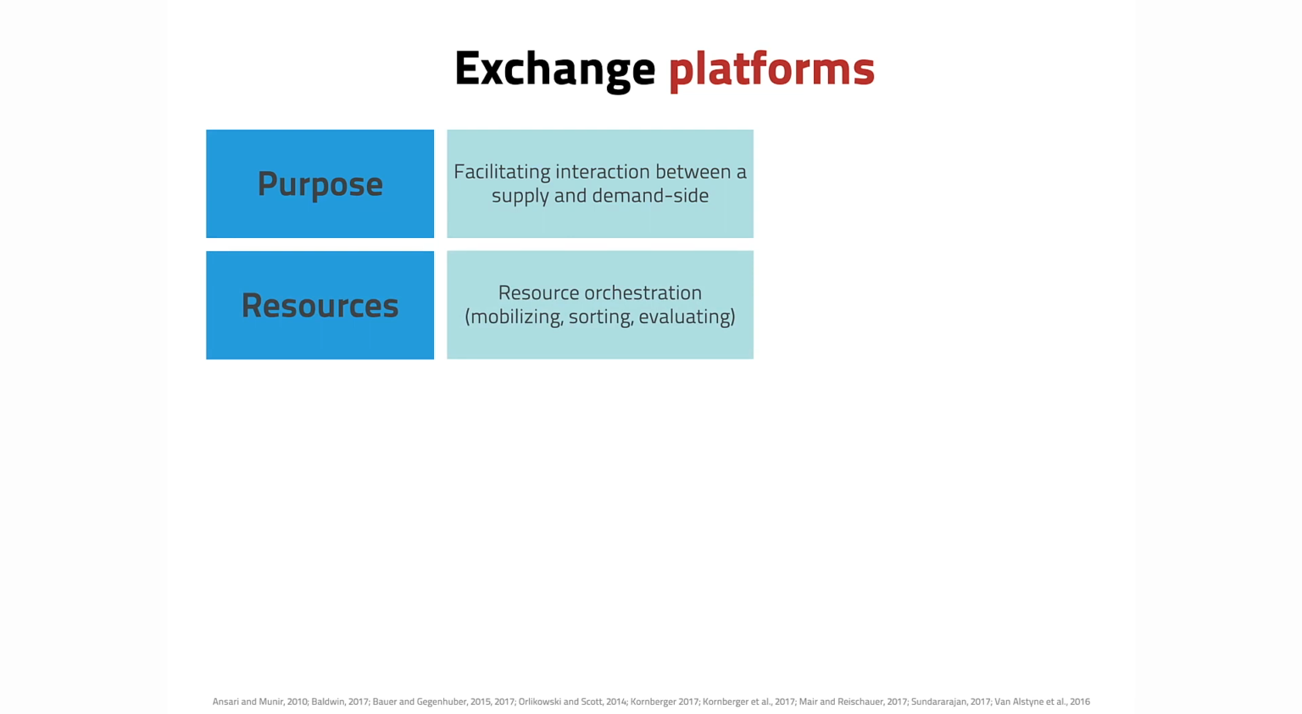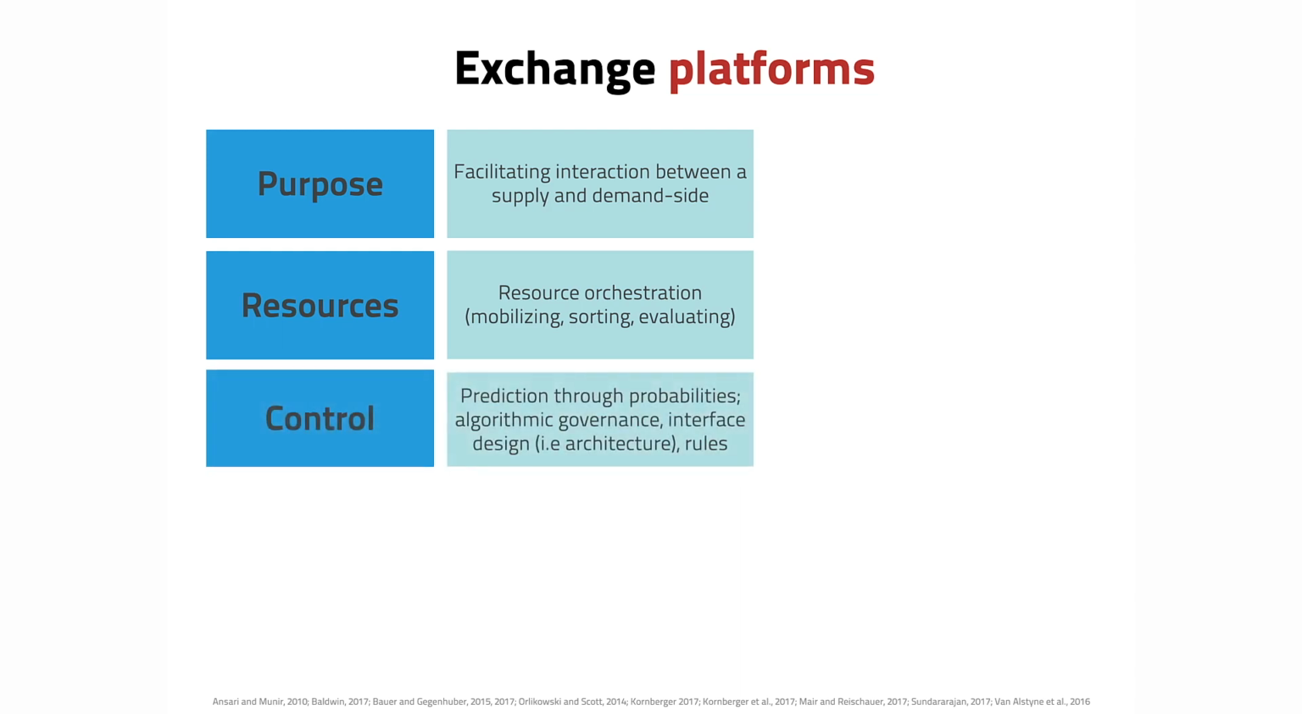So it's making an open call. We need to mobilize the hosts. Then we need to sort them, and then we need to evaluate them based on a rating system. And then we have superhosts and normal hosts. And there's a difference in which hosts we show when someone looks for a place to stay. Then there's a certain way how they go about control.